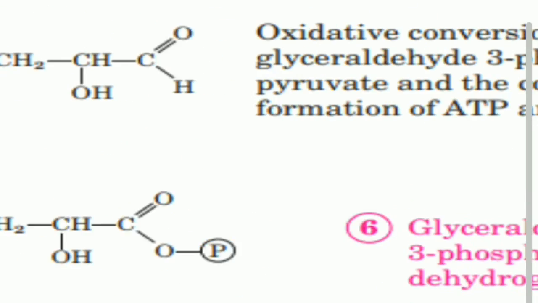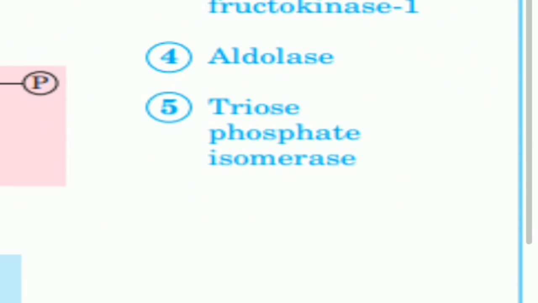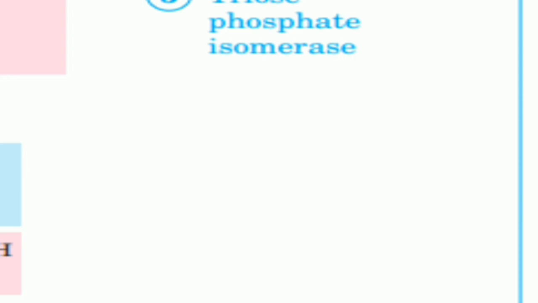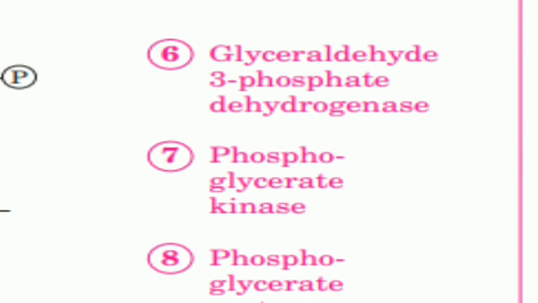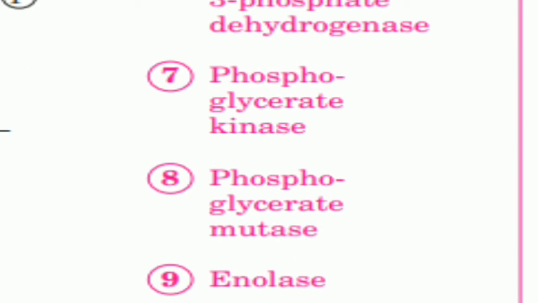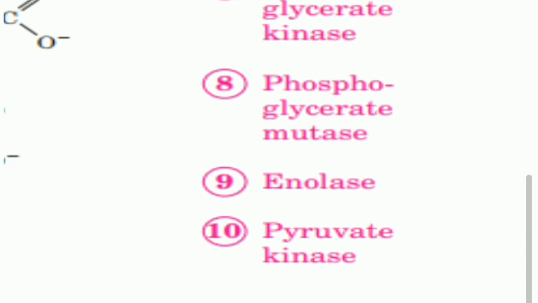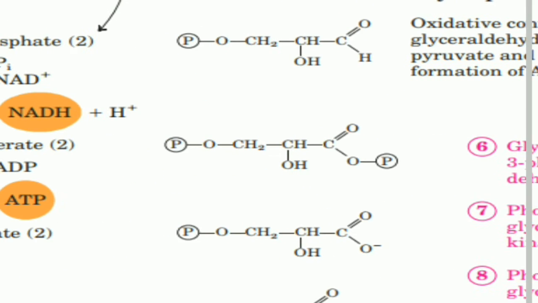This pathway contains 10 different enzymes with a vital role: hexokinase, phosphohexose isomerase, phosphofructokinase 1, aldolase, triose phosphate isomerase, glyceraldehyde 3 phosphate dehydrogenase, phosphoglycerate kinase, phosphoglycerate mutase, and enolase, and then pyruvate kinase. These enzymes have a vital role in completing this pathway.